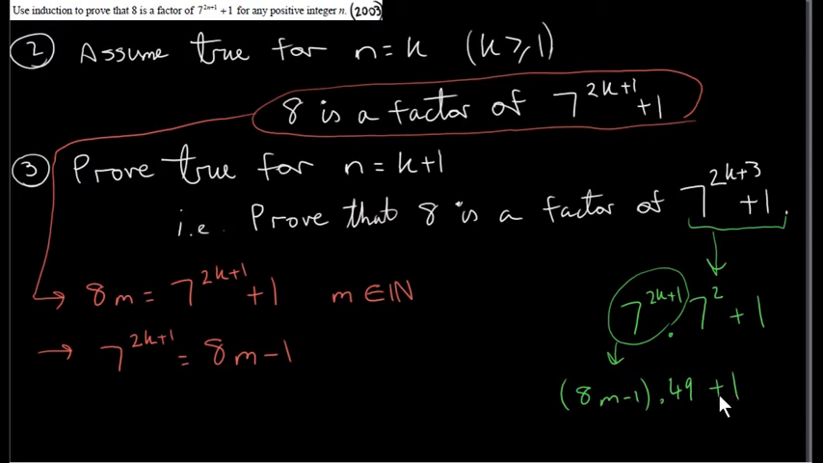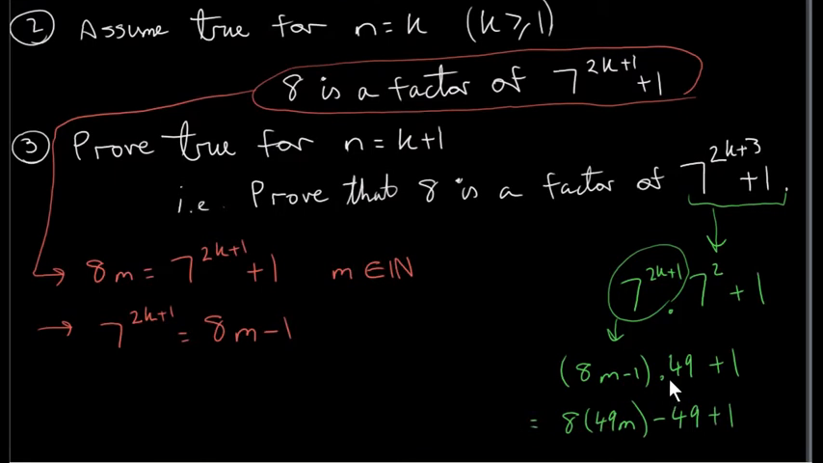Now we want to see if this is divisible by 8. Well, if we multiply 49 into this, we get 49 times 8m. I'll leave it like that. We don't actually have to work it out. 49 times minus 1 is minus 49, and then we have plus 1. Now minus 49 plus 1 is minus 48. Now look at this expression here.